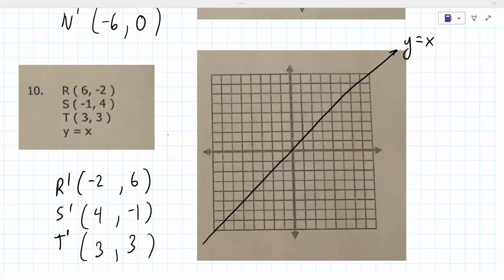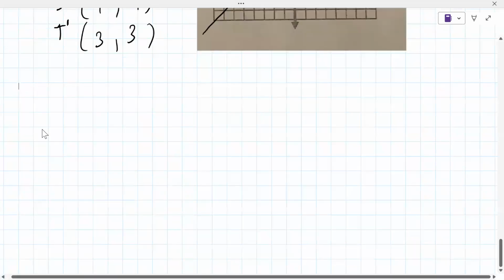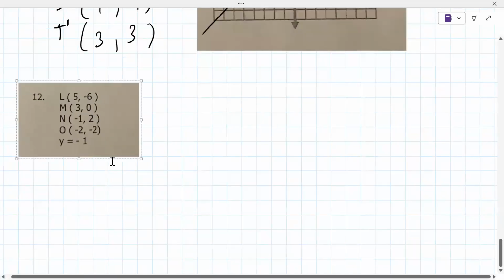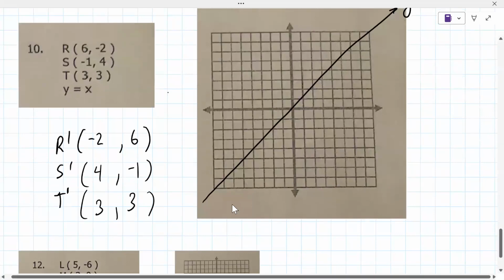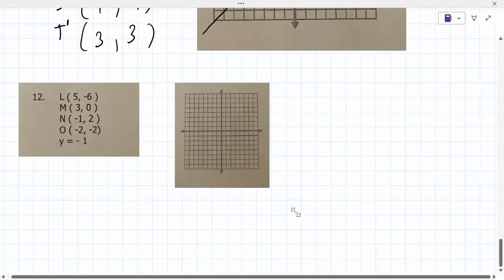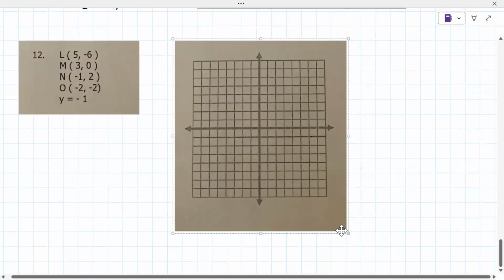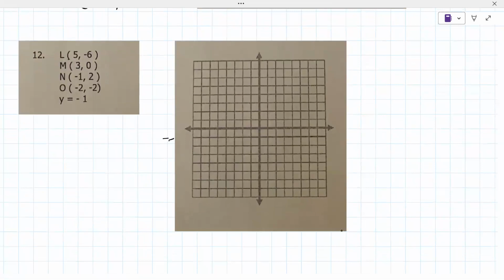I'm sure we'll have time for all of them, but for 12, you want to graph the line. The y equals x is this diagonal one, y equals -1 is a horizontal line. And you just want to be really clear, like that's your mirror line now.